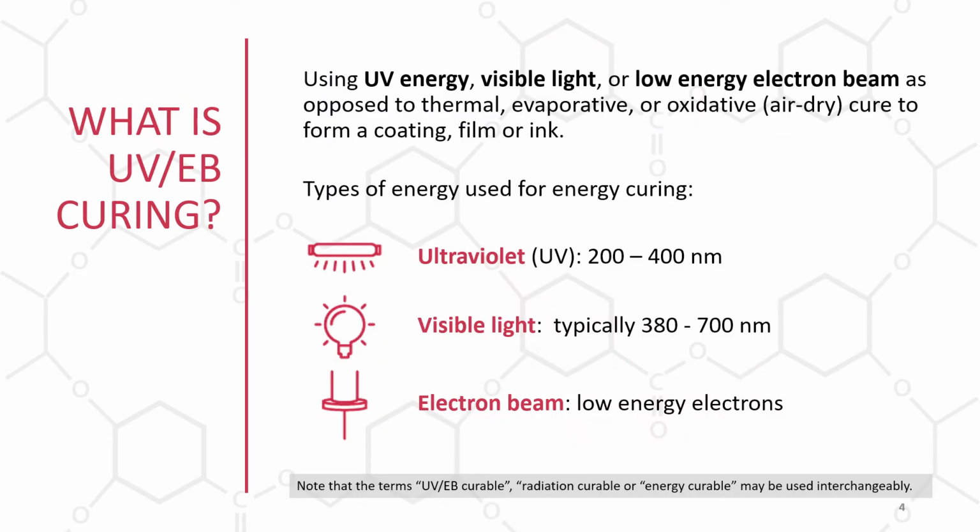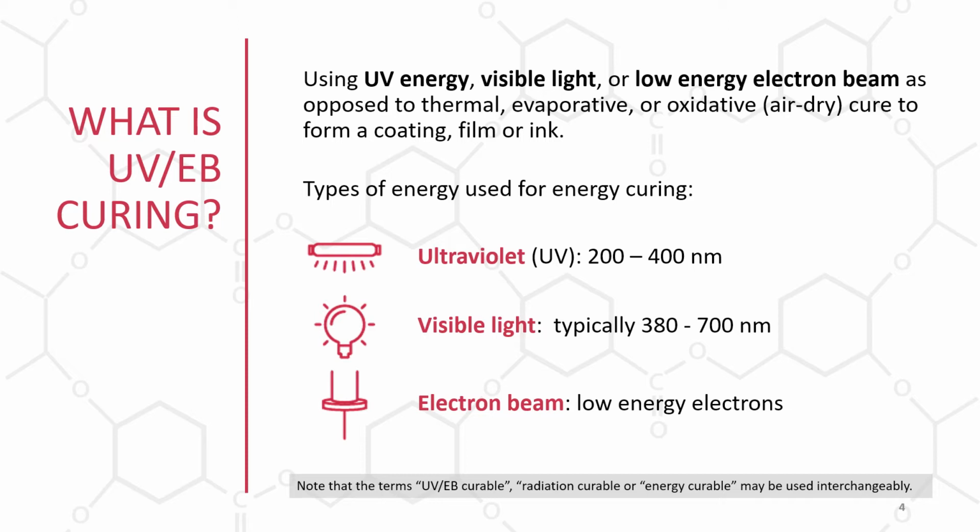So what is UV or EB curing? Basically, it's using UV energy, visible light, or low energy electron beam as opposed to thermal, evaporative, or oxidative air dry type curing to form a coating, film, or ink.